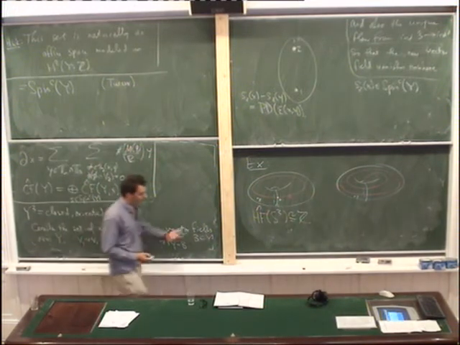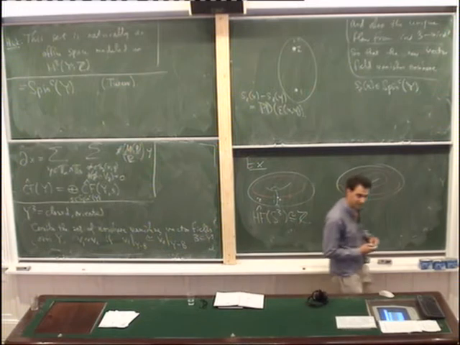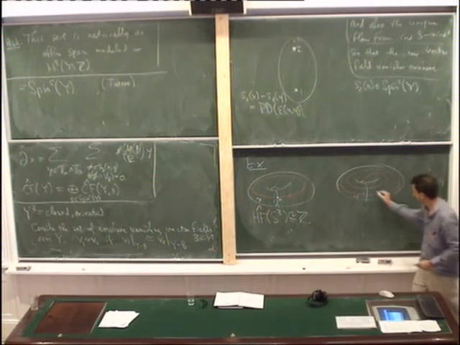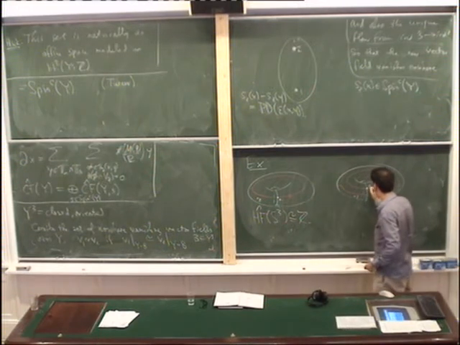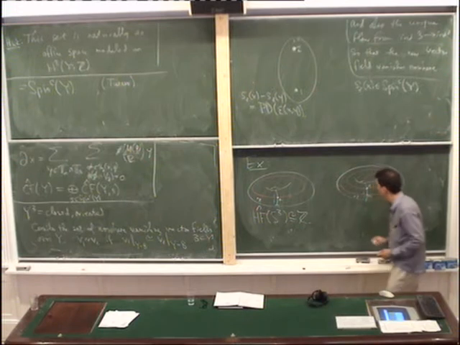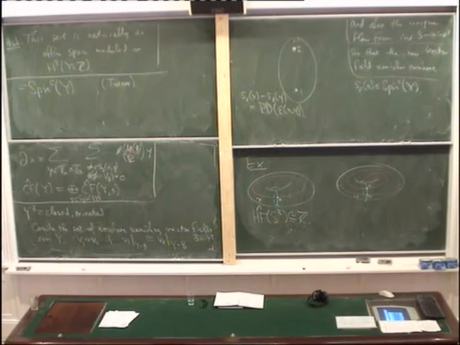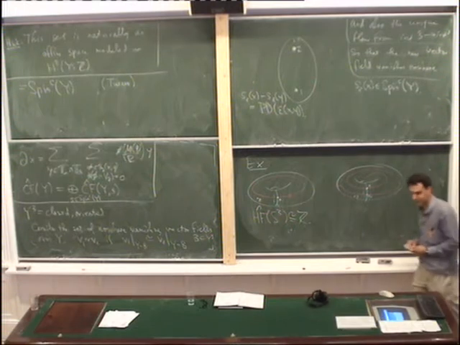How many intersection points do you see? 2. x1 and x2. And now, here's a golden question. Can we connect x1 and x2 by a Whitney disk? Okay, to answer this question, let's pass to the universal covering space of this picture.